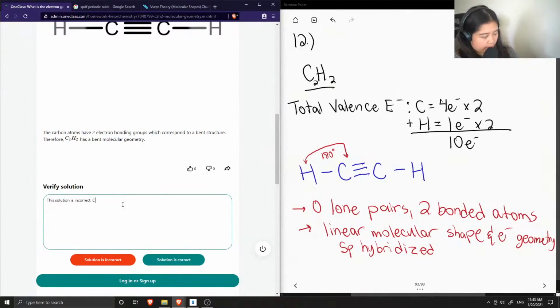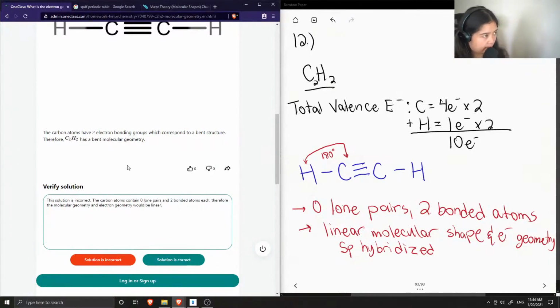The central carbon atoms contain 0 lone pairs and 2 bonded atoms each. Therefore, the molecular geometry and electron geometry would be linear.